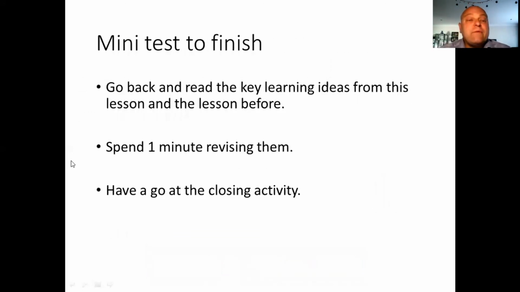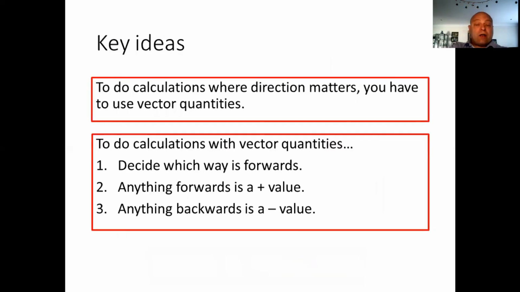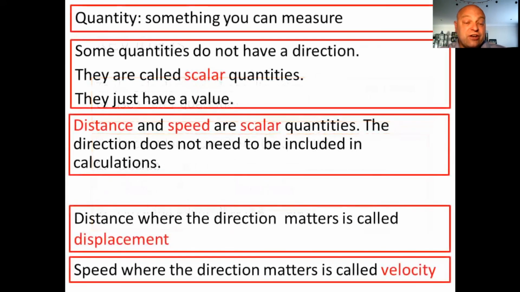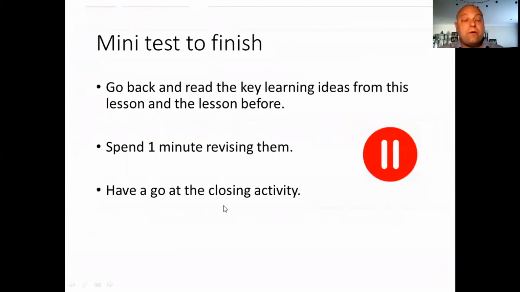Right, to finish off for today, we're going to do a little mini test. What I want you to do is go back and read the key learning ideas from this lesson and the lesson before, the stuff that you've written down. So it will be this stuff here about calculations, where directions matter, using vector quantities and how to do vector quantities, and the stuff from the lesson before, which is this stuff here, quantities, something you can measure, etc., etc. So you'd have all of those written down from today's lesson and the lesson before. So pause the video, spend a minute revising them, then you can press play again and have a go at the closing activity for today. Pause the video now.